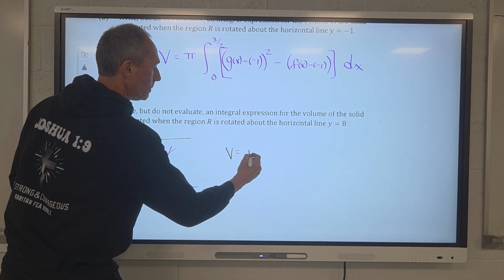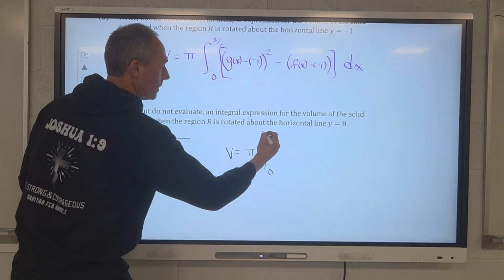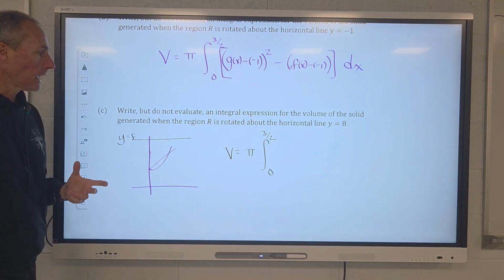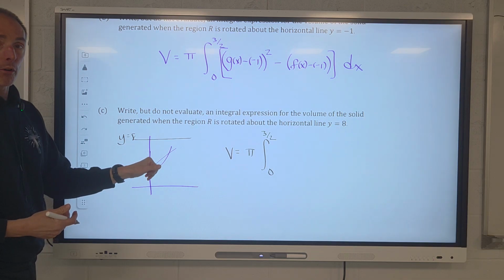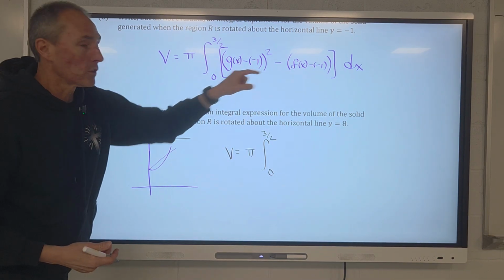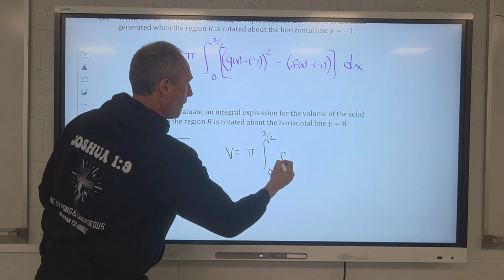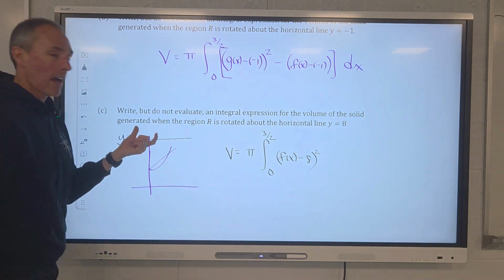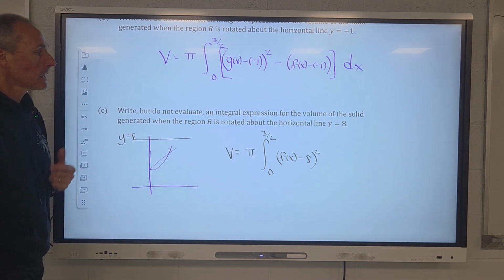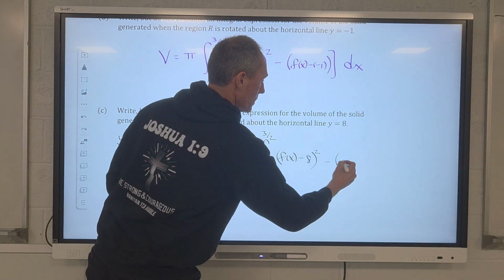So again, volume, pi, 0 to 3 over 2. But now again, outer radius comes first. So outer radius here is the parabola, and that was really f of x. So f of x minus 8, we're still subtracting that line of revolution. And then we can go to the inner radius this time, which is g.